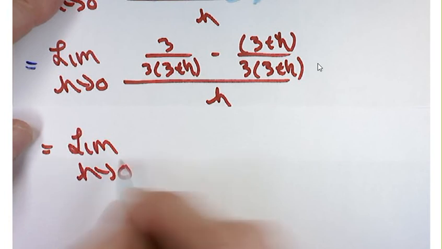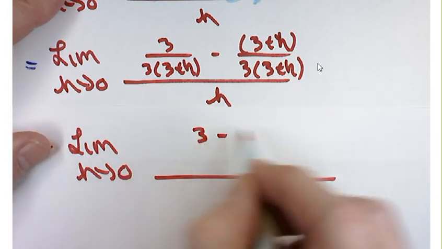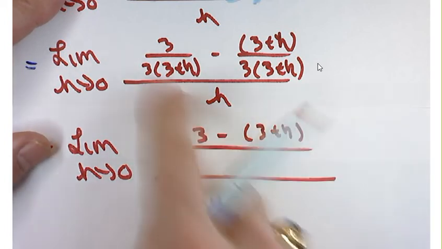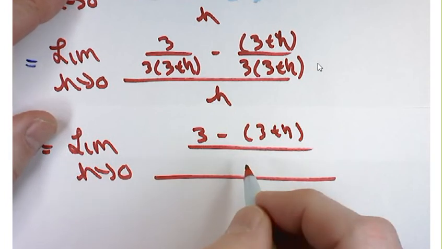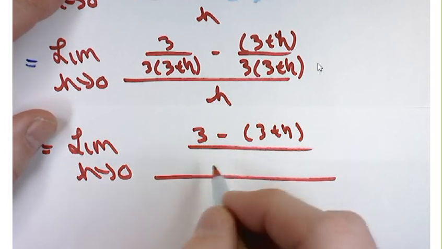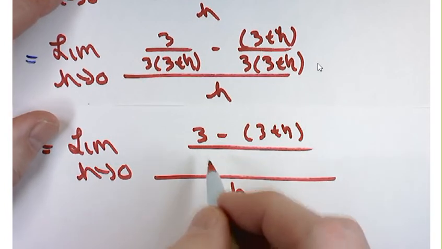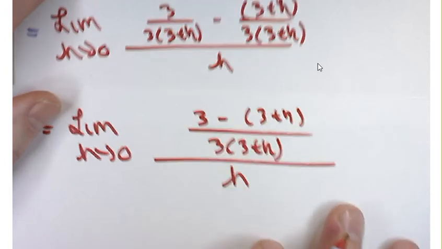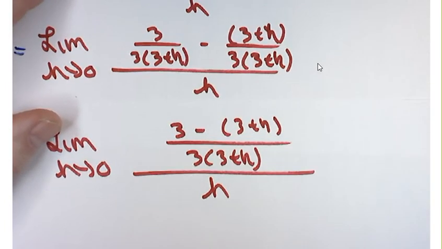So, limit as h approaches 0. It's going to be 3 minus 3 plus h all over that common denominator, right? I'm tempted to write LCD just so it doesn't look so bad. Do I write LCD or should I just write out the common denominator? It doesn't matter to me. All right, no takers. So 3 times 3 plus h. But that helps me out a lot right there.